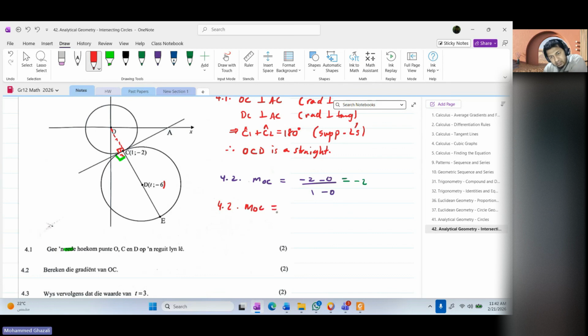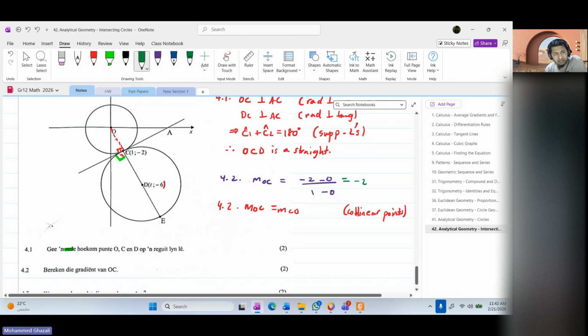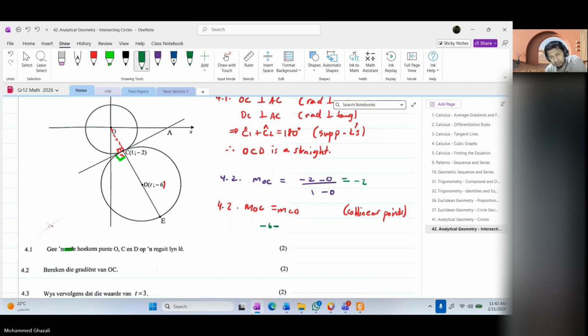Gradient of OC must be equal to gradient of CD, right? Because of collinear points. Or you can say collinearity, collinear points. Now, collinear points, so what is the gradient of CD? You know how to find the gradient of CD, which is -6 minus -2, so -6 plus 2 divided by T minus 1. And that must be equal to -2. I can cross multiply and solve this equation.